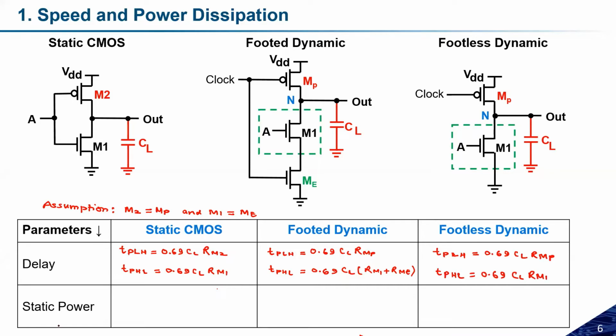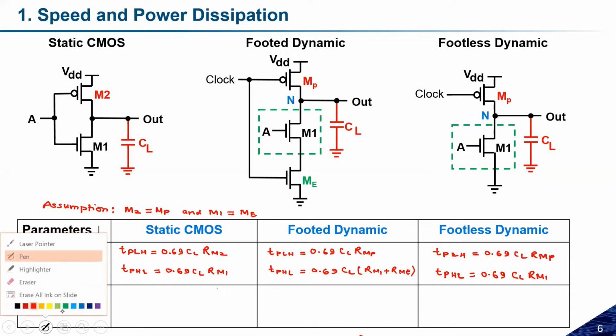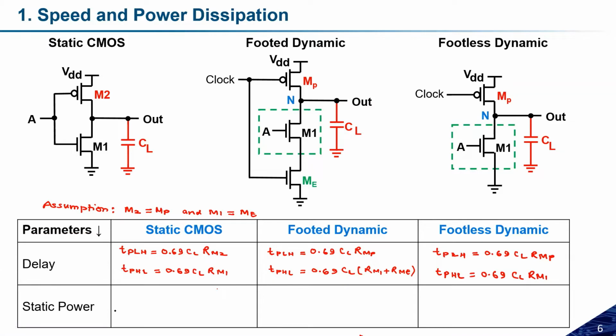If we see here, in the first and third cases the delays are equal, but in the second case the delay is going to be increased, especially while discharging. Now let us consider the other thing, static power. What is the status of the static power? Let us assume we can have two possible input combinations. If A is equal to 0 and A is equal to 1, in both cases only one transistor will be activated in the static CMOS logic.